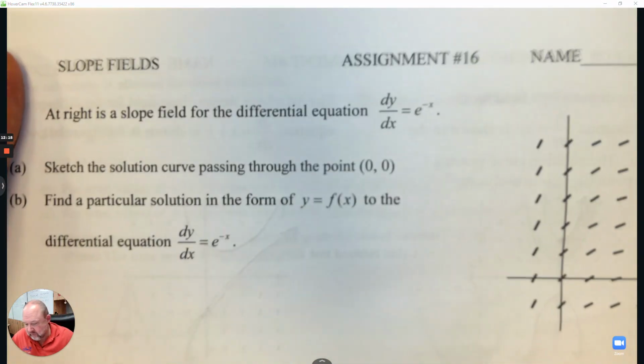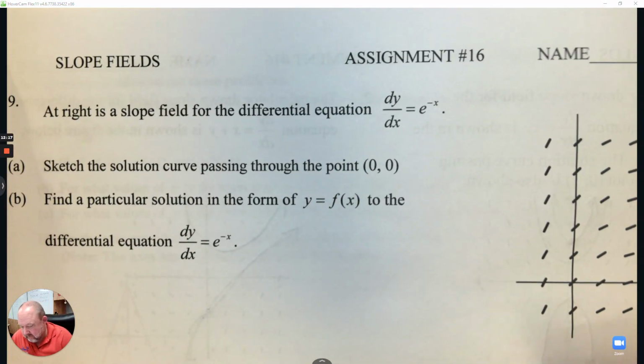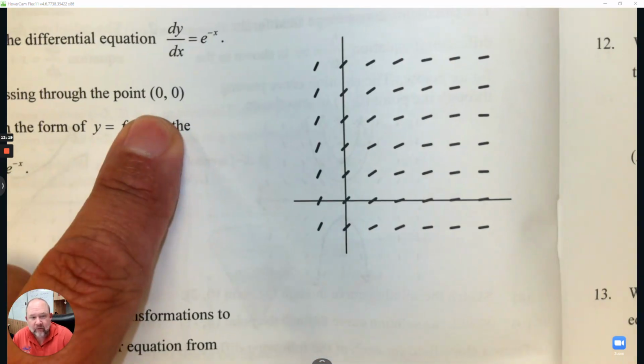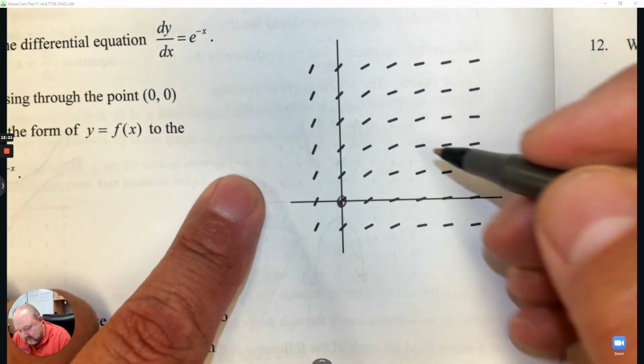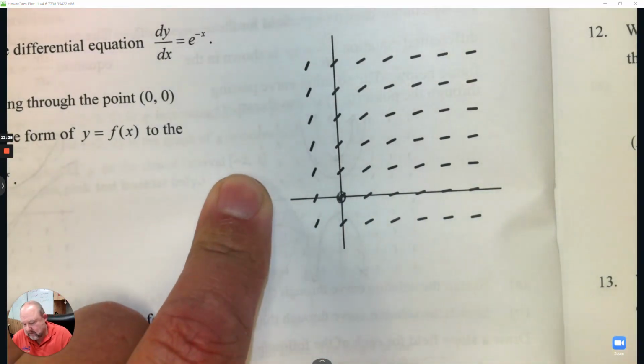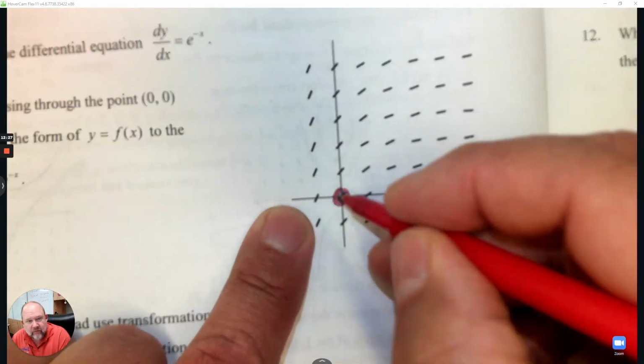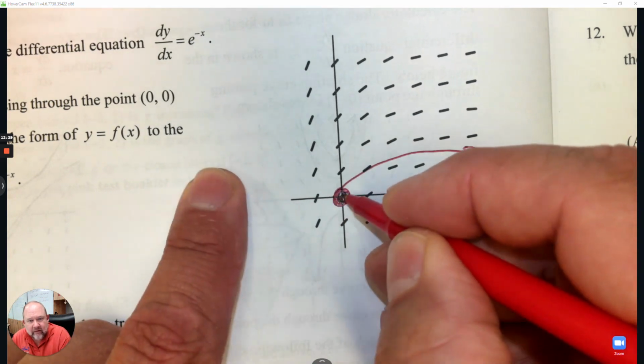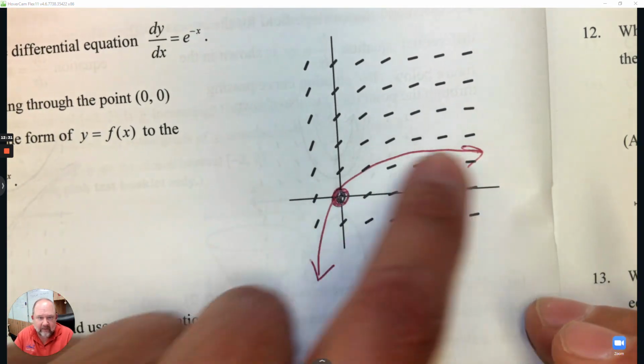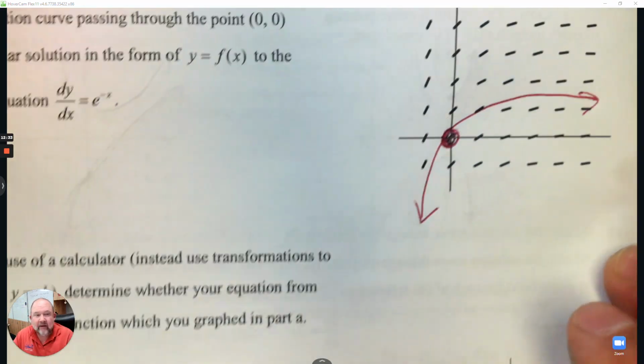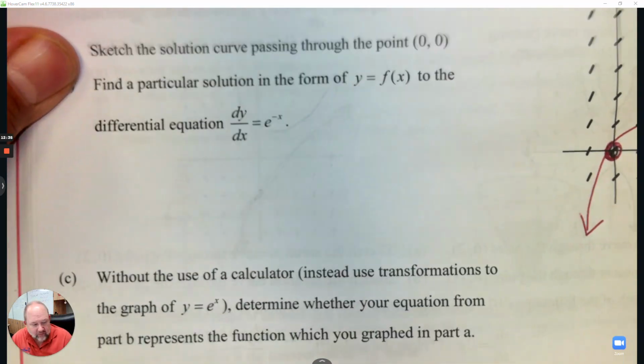So at the right is a slope field, and it says sketch a solution through 0, 0. So here's 0, 0, and then I'll do it in red again. Oops. So here it is, 0, 0. Follow the curves to the right, follow the curves here to the left, and you get a picture of what it looks like. And then it says find a particular solution to it.